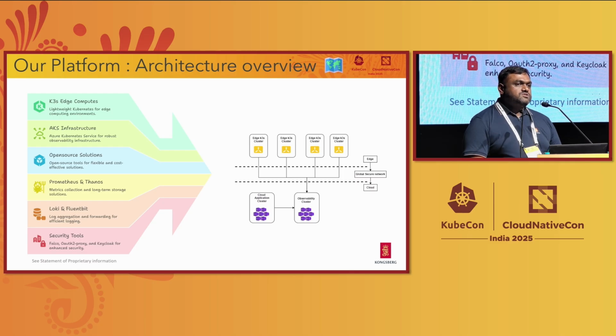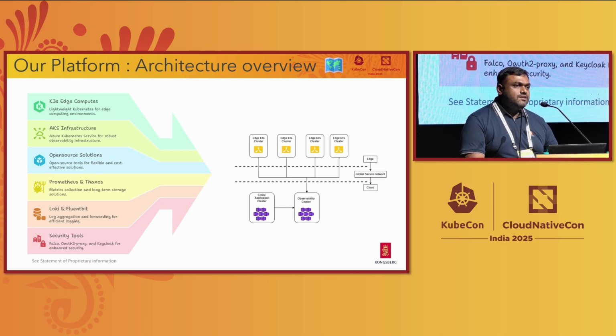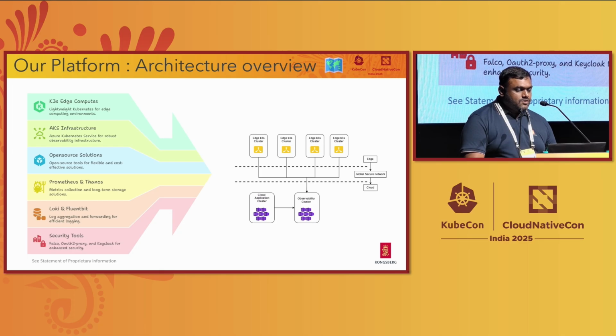We also used Loki onboard in the edge as well, and we have a distributed Loki in the cloud. We used a lightweight agent called FluentBit, which was streaming the logs. For security requirements, we used Falco, which is an intrusion detection product. We also used OAuth2 proxy to validate, and we used Keycloak to generate the JWT token when you are sending the metrics and logs to the cloud.